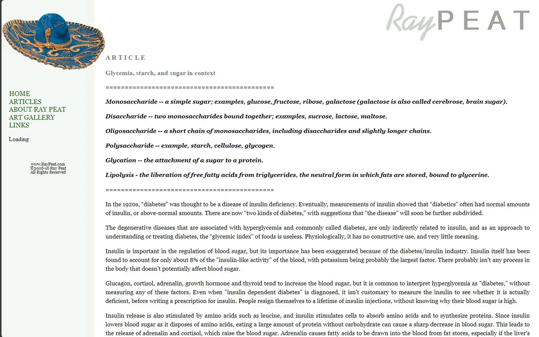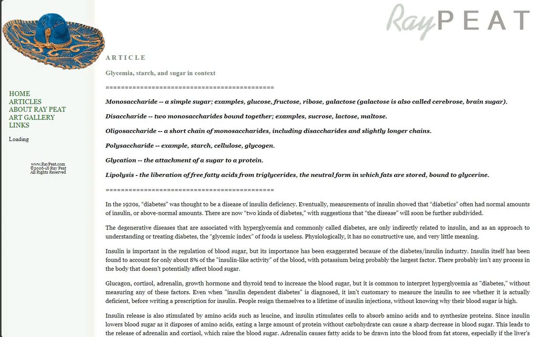A couple of the words up here at the top, just so you understand what he's talking about down below, is monosaccharide, and this is a simple sugar, and obviously we have the prefix mono there, meaning one. Examples are glucose, fructose, ribose, galactose, and here in parentheses we have galactose is called cerebrose, or brain sugar. Then we have disaccharide, di meaning two monosaccharides bound together. Examples are sucrose, lactose, and maltose.